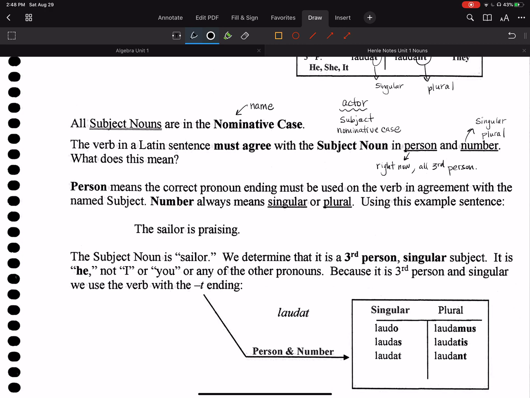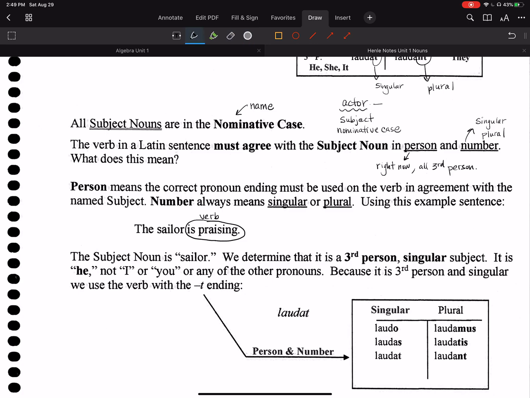Person means the correct pronoun ending must be used on the verb in agreement with the subject. Number always means singular or plural. Using this example sentence, the sailor is praising. English is kind of obnoxious for right now. Just remember this entire thing is going to be considered your verb, by the way. The subject noun is sailor. He is our actor, right? And the actor, I didn't finish up here. Actually, hold on. Erase, not drawing it very well.